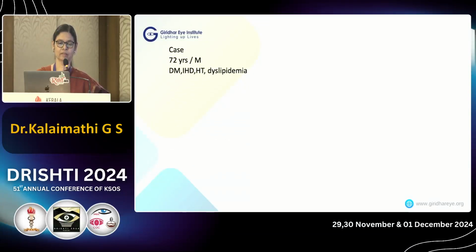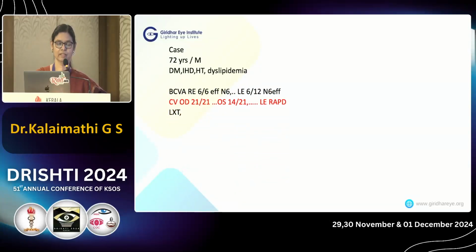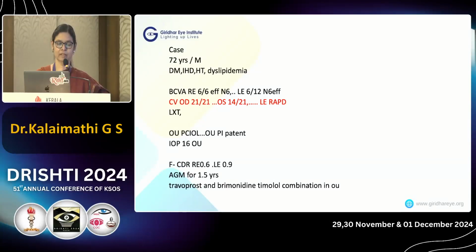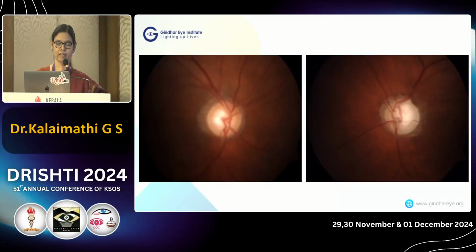72-year-old male, vision right eye 6/6 N6, left eye 6/12, left eye RAPD. Slit lamp examination revealed peripheral iridectomy in both eyes, and he was on anti-glaucoma medications for more than a year. And this is the fundus picture.